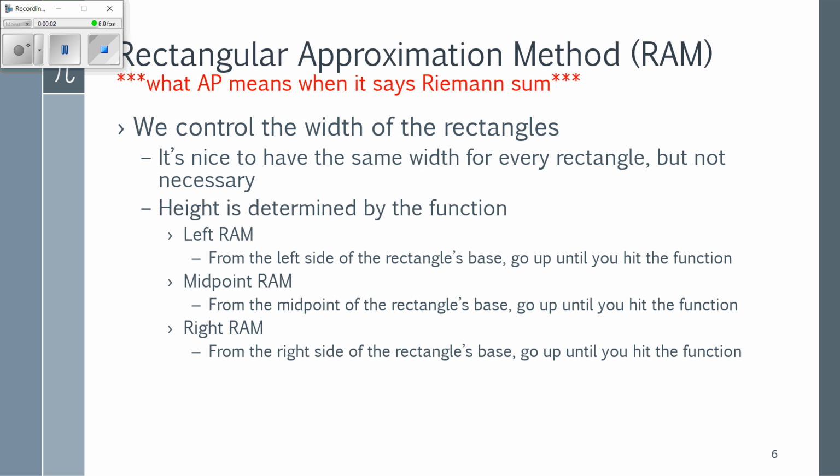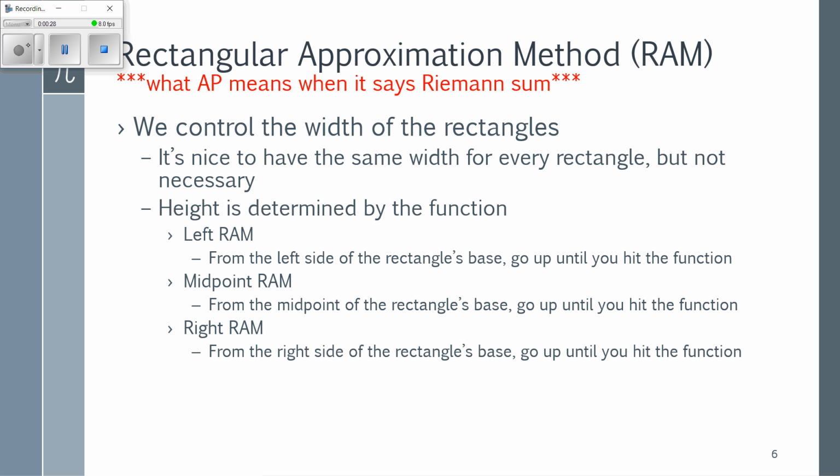So the most common Riemann sum that we use, and this is kind of our base for everything that we're going to be doing when we want to estimate these areas between a function and the x-axis, is what's called the rectangular approximation method, or RAM for short. When AP says Riemann sum, this is what they are talking about. They are specifically talking about RAM.